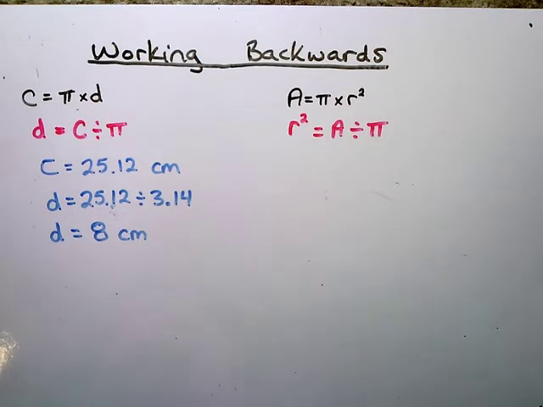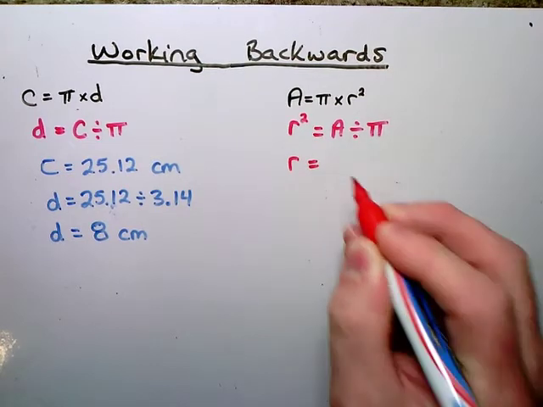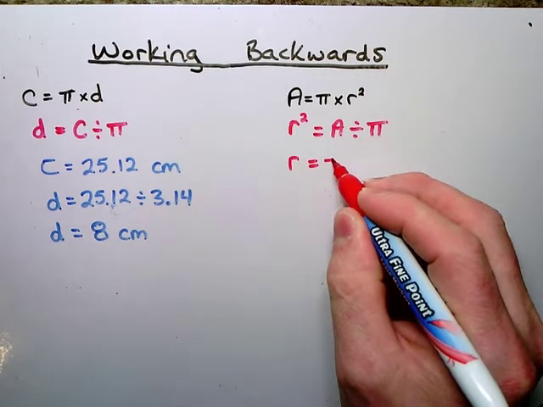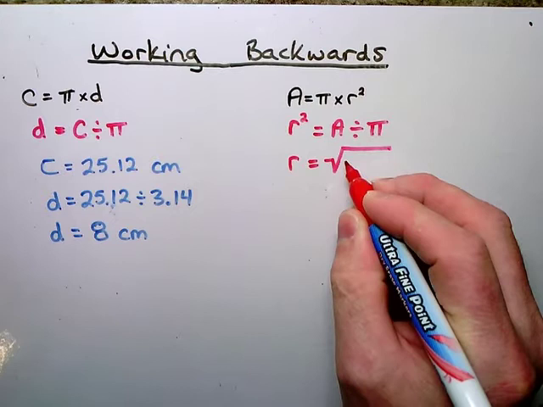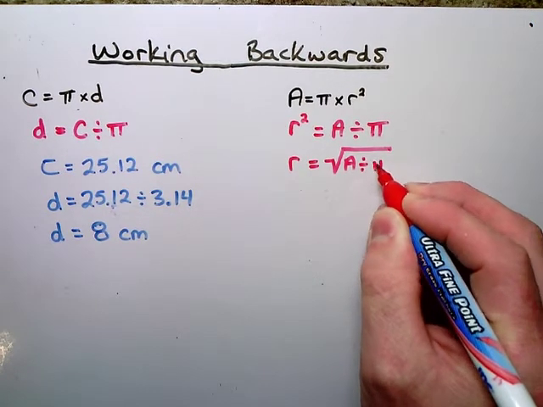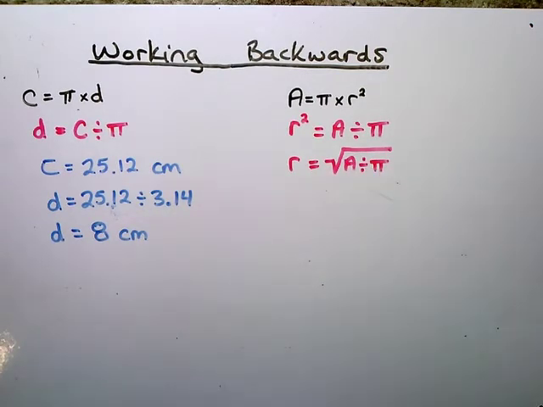But r squared isn't a useful number. That's not actually the radius. It's helpful. It can help us get to the radius, but it by itself is not actually the radius. So if we're looking for the actual value of r, we have to do what's the opposite to a square. And if you remember from the last section we worked on, a square root is the opposite to a square. So if we still did that area divided by pi, and then we square rooted that number, then that will bring us back to what the radius actually is.